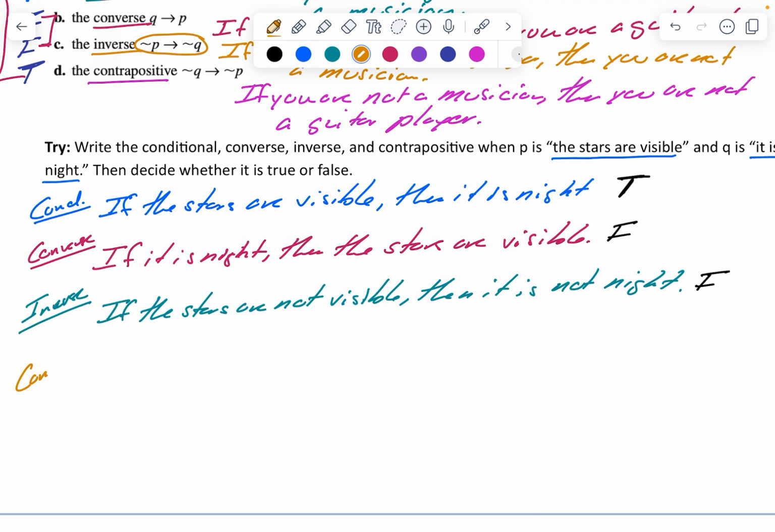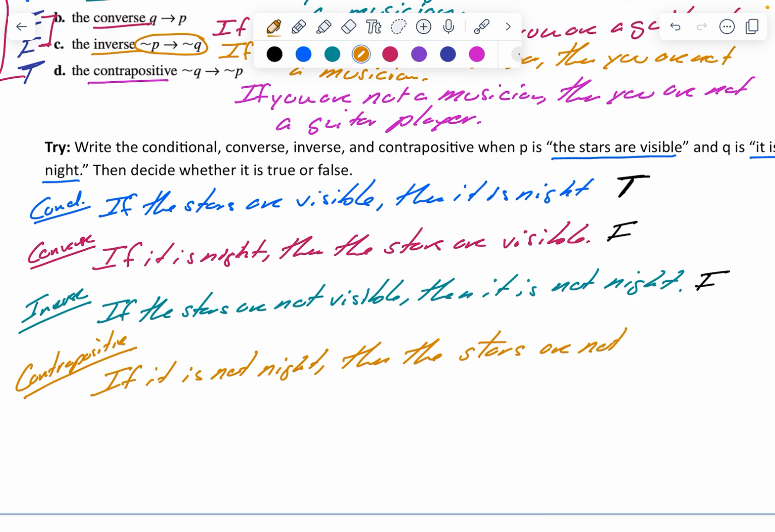And then finally, the contrapositive would be if it is not night, then the stars are not visible. Well, if it's not night, we can't see the stars. And so that is true. So notice again that the conditional and the contrapositive are true. The converse and inverse are false. And that's it.